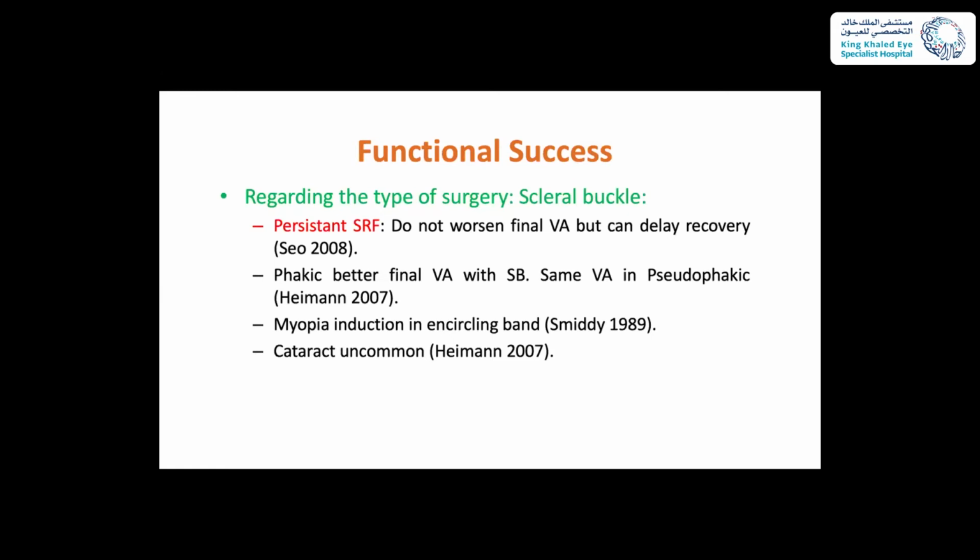So when the scleral buckle, especially the circumferential scleral buckles, gets tight, we change the axial length of the eye and we induce myopic changes in the eye that need to be corrected with glasses.